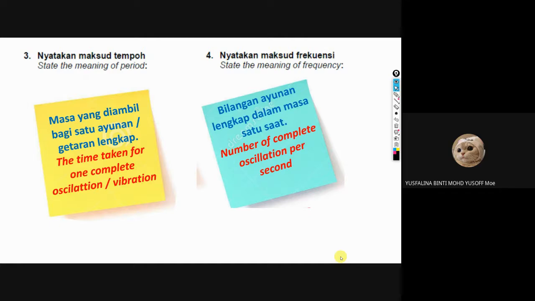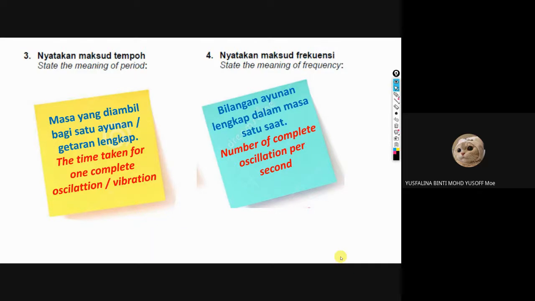Before I continue, I think I stopped until here, right? Or this one I already explained to you. Last time we stopped until here, right? Okay. So what does it mean by period? Period is the time taken for one complete oscillation.